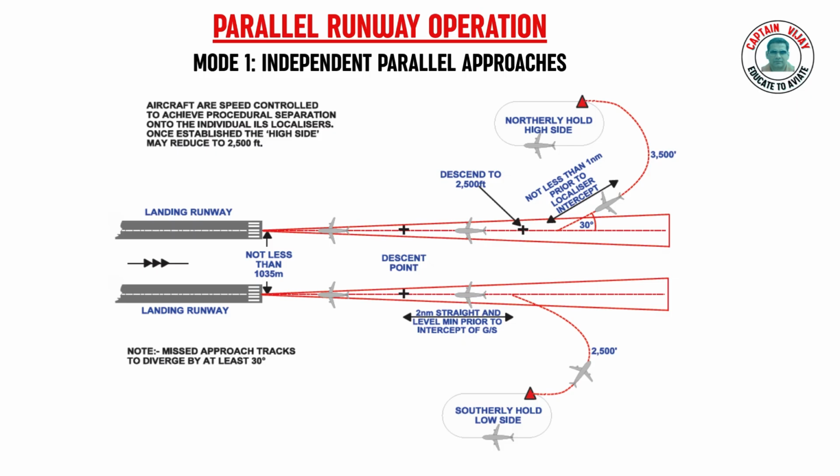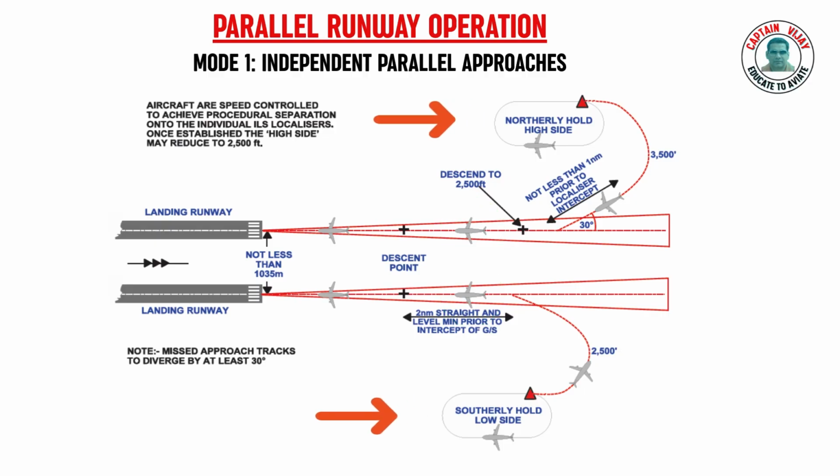Mode 1, independent parallel approaches. Note on the screen that for the independent mode, distance between two runway has to be more than 1035 meter. Approaches are made to parallel runways independently. Radar separation minima between aircraft using adjacent ILS are not applied. So, both aircraft can be abeam each other when established on ILS approach.